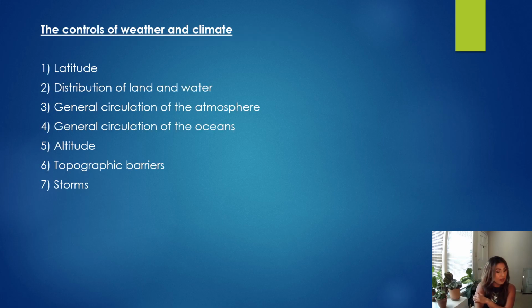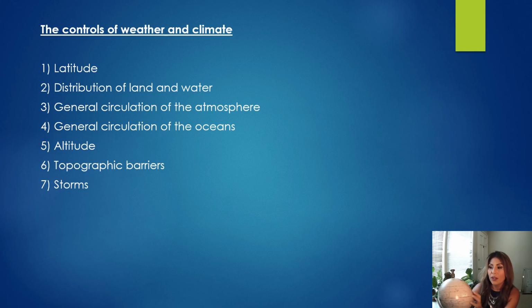Controls of weather and climate. So yes, we're looking at those other things, but these are also going to affect weather and climate. Latitude, right? How high up you are or low you are within latitude, right? The closer you are to the North Pole is going to be much different than if you're at the equator. So latitude is going to impact your climate, your weather.